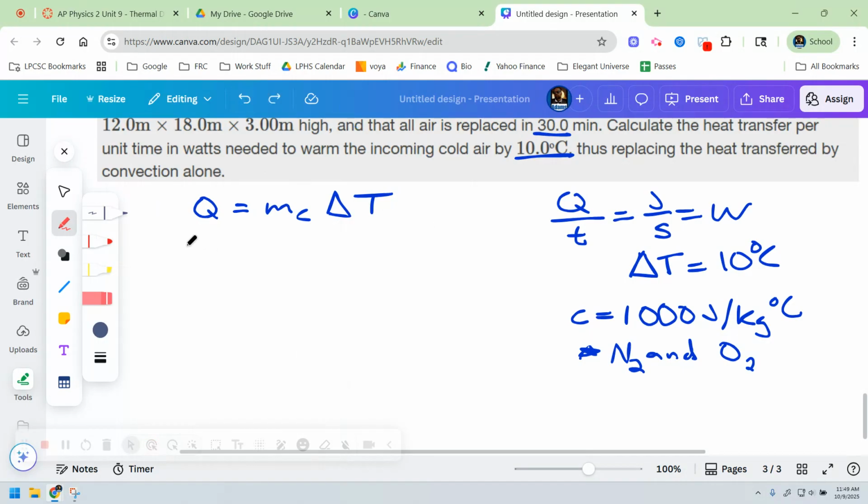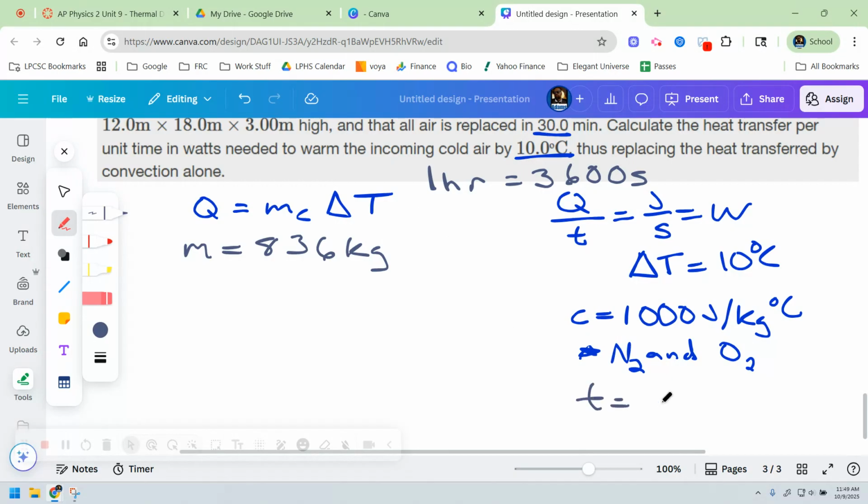Okay, so then my mass of the air was 836 kilograms. And then remember that 1 hour equals 3,600 seconds. So then T is 30 minutes, or 1/2 of that, which is 1,800 seconds. So we're going to plug all this stuff in. So first let's find Q.